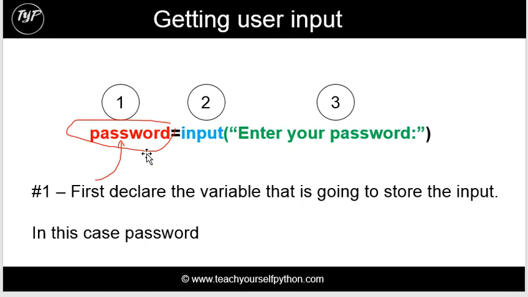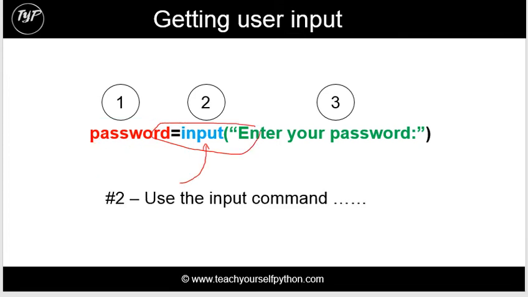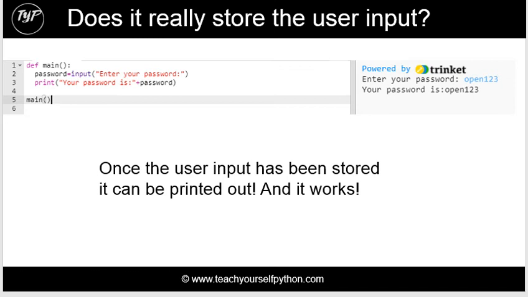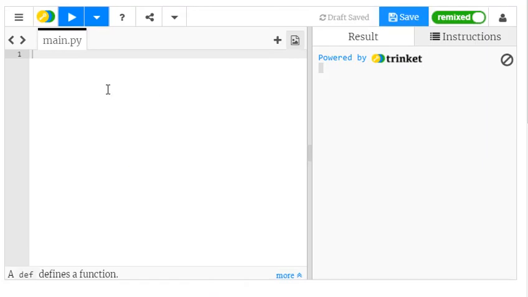As you can see over here, you first declare the variable that is going to store the input. So when they enter a password, it gets stored in the variable password. Secondly, you use the input command. Lastly, you enter your command or question to the user in speech marks, and we'll see how that looks. Does it actually store the user input? As you'll see in a minute, it does. So if we write a command like this and write print password, it actually prints the password that the user has put in. So let's have a look at what that looks like with a specific example.